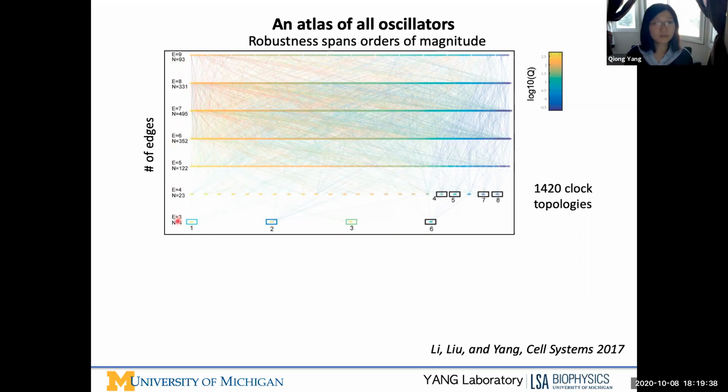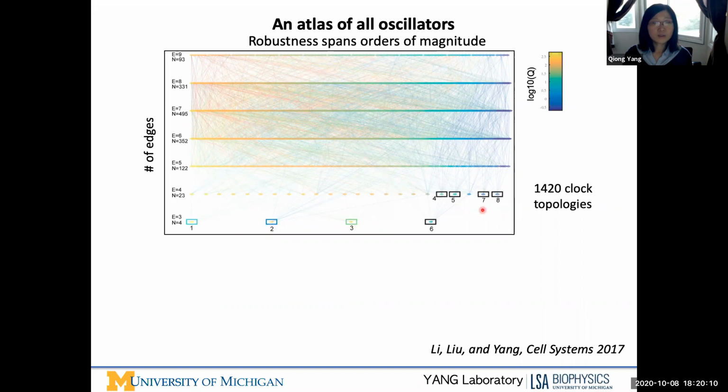So the simplest possible number of edges you can imagine for a 3-node network is 3. And the maximum number of interactions will be 9, okay? And the fact that all these dots, which are again topologies, can be connected to each other, and there are no isolated dots, means that evolutionarily you can always find some optimum path to evolve from a very simple design to a very complicated design.